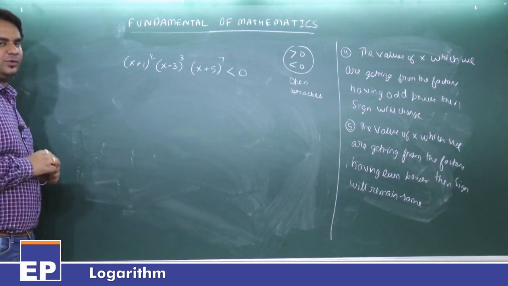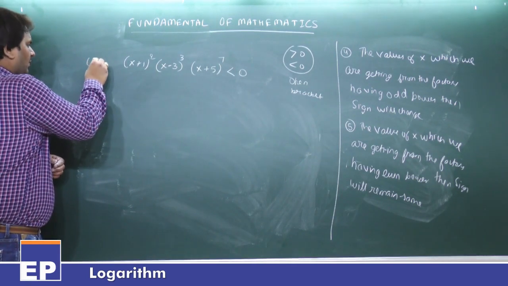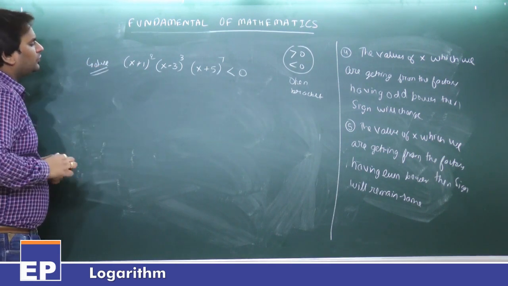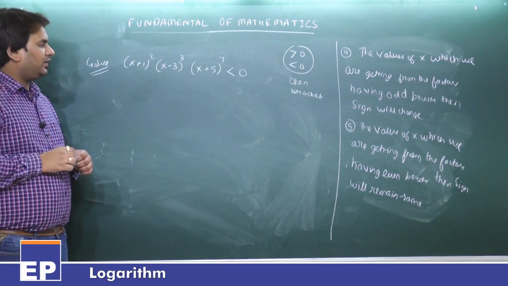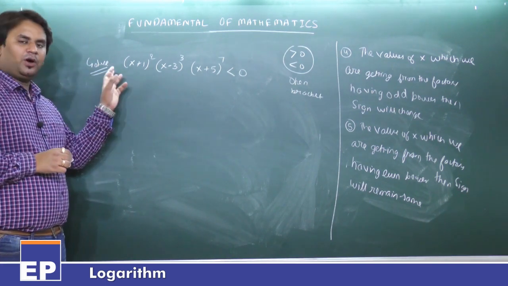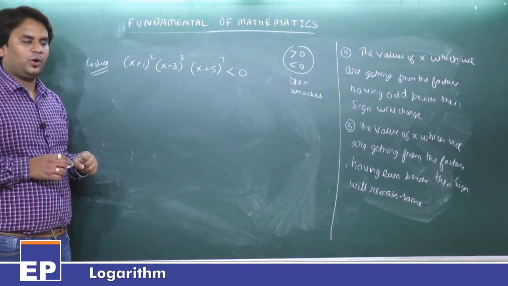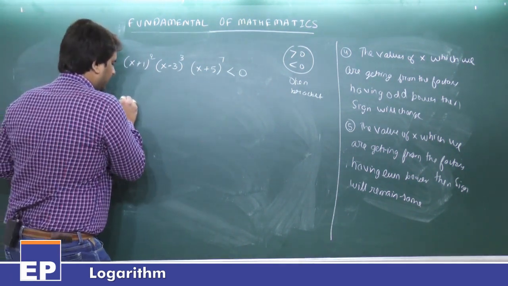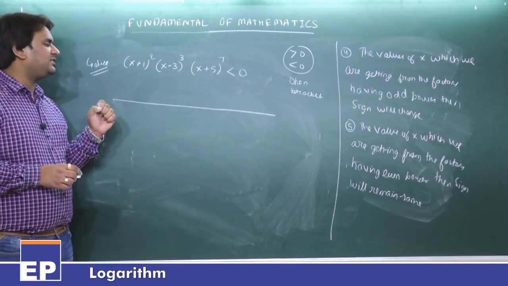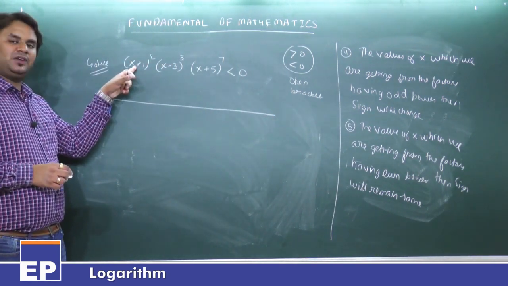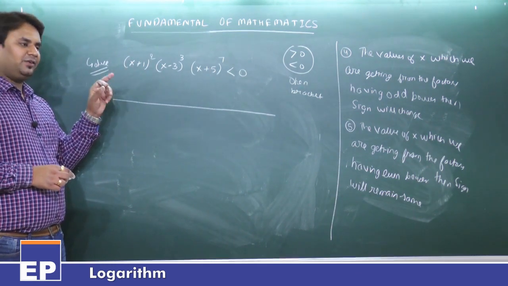Now we have to solve this question. First of all, you have to do the factorization. There is no need to do the factorization because all the factors are available. The expression is already factorized. Okay. Now what will happen? You have to plot a number line and make all the factors equal to 0. If I make this factor equal to 0, then x is equal to minus 1.